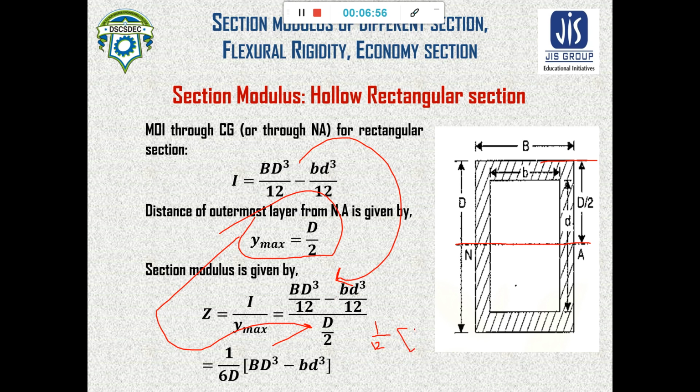So that will be here, and here it will be 2 by d. Now capital D won't be cancelled out because it is inside the bracket, and so the section modulus can be given by 1 by 6d, capital B d cube minus small b d cube. So this is the section modulus for a rectangular hollow section.